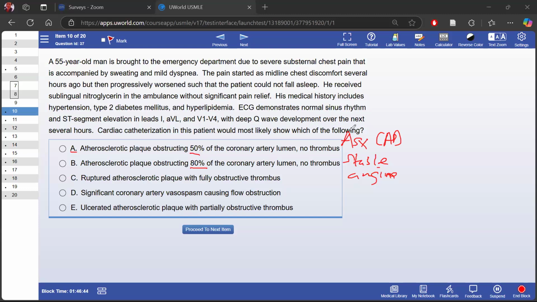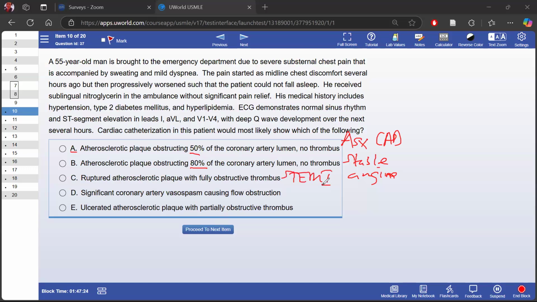Now, what about C? What will be the diagnosis for C? C is going to be MI. Which MI? NSTEMI or STEMI? Is this going to be ST elevation MI or non-ST elevation MI? It's going to be STEMI, right?